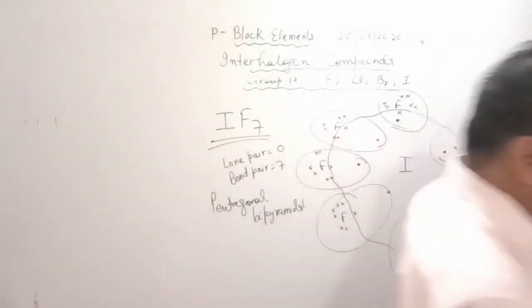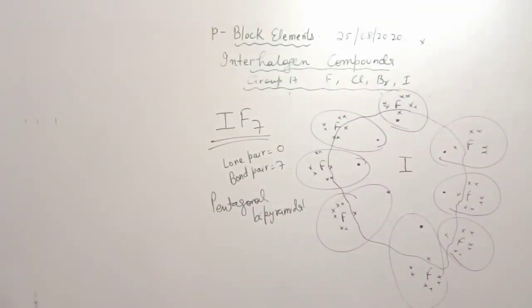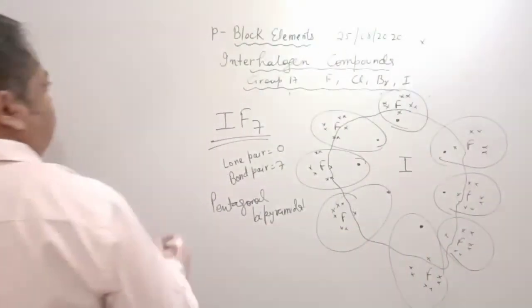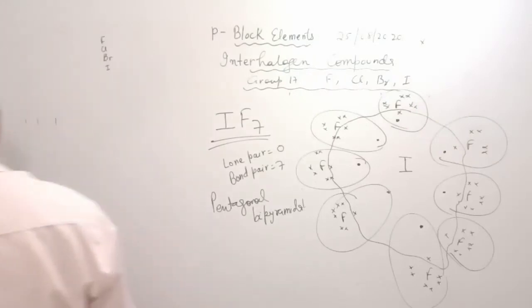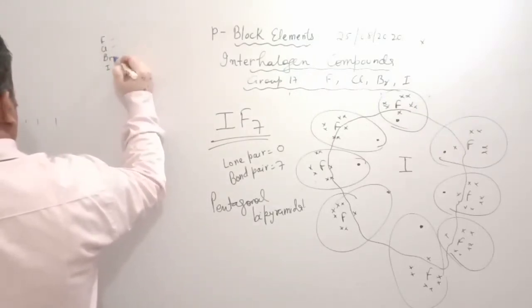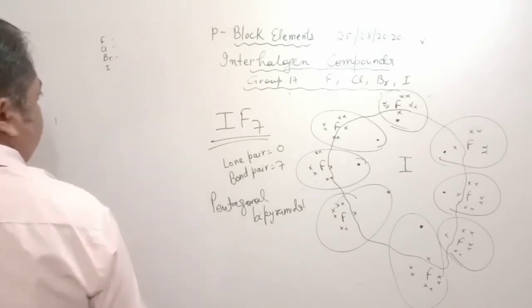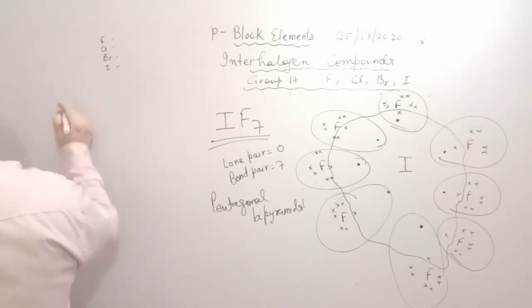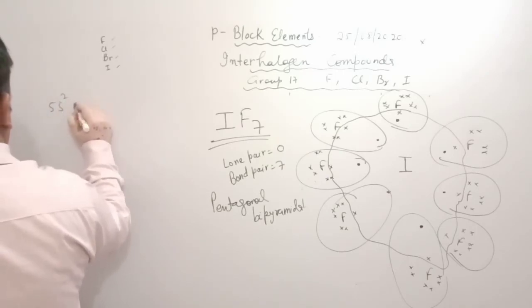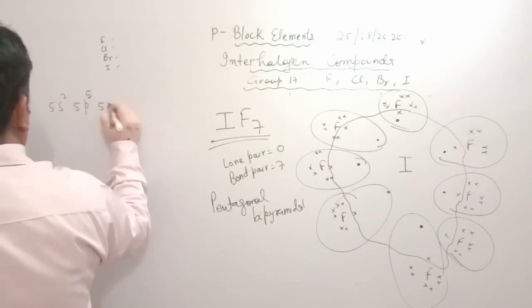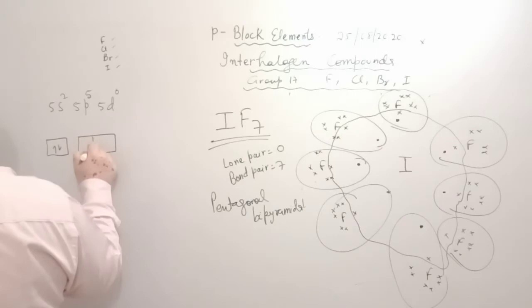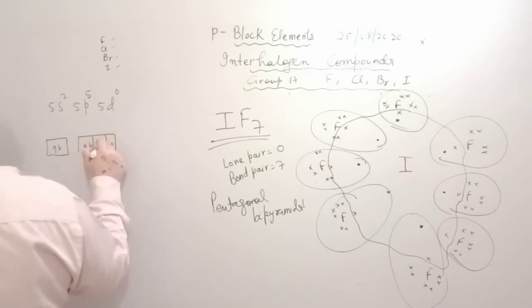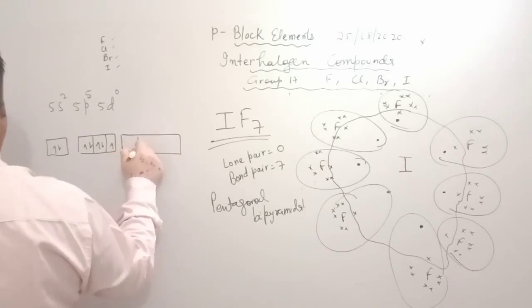If you would like to see the hybridization by box diagram, that can also be done. Fluorine, chlorine, bromine, and iodine. So this is n equal to 2, n equal to 3, n equal to 4, n equal to 5. So this will be 5s2, 5p5, and 5d0. 2 electrons in s, 5 electrons in p, and d has no electrons as of now.